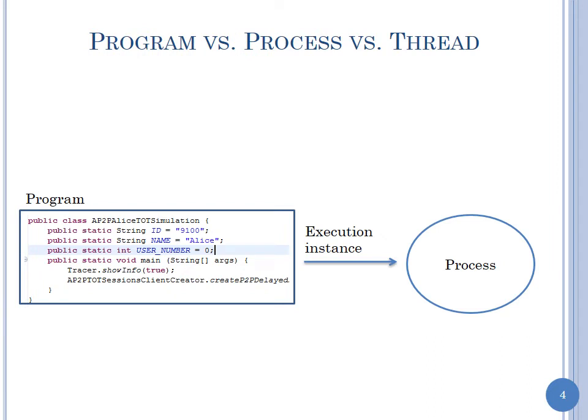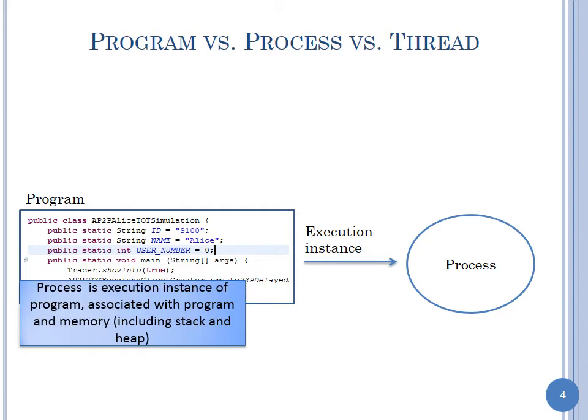So a process is basically an execution instance of a program. When you execute a program, you take a piece of code that's static, you execute it, and you've got a process. It's executing the script that was written in the program, but while it's running, it also has memory. That memory can consist of stack, heap, and it can be static data too.